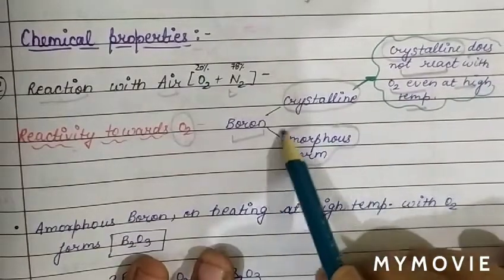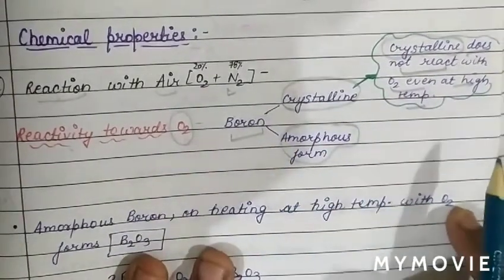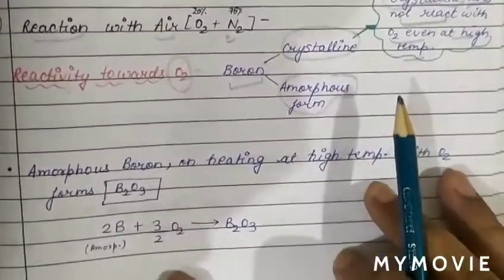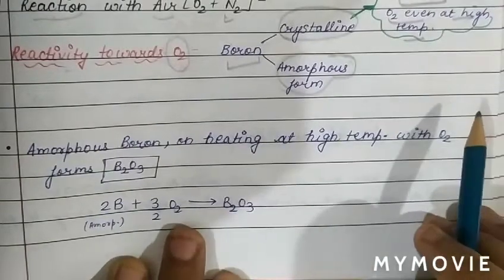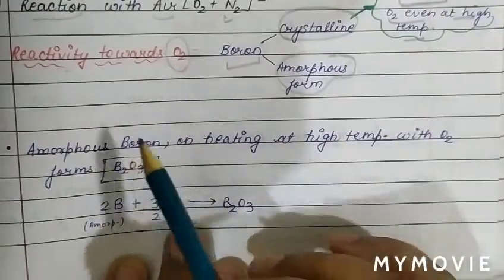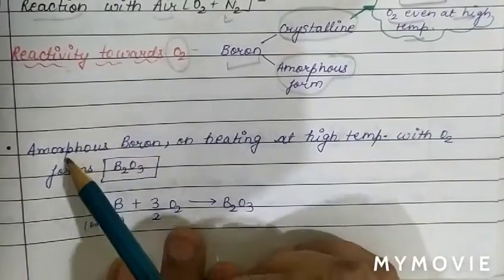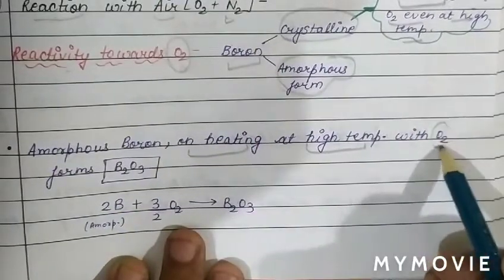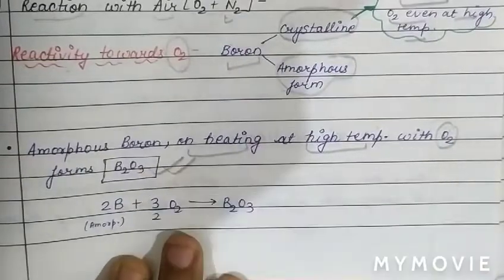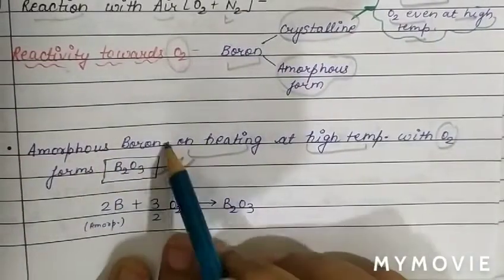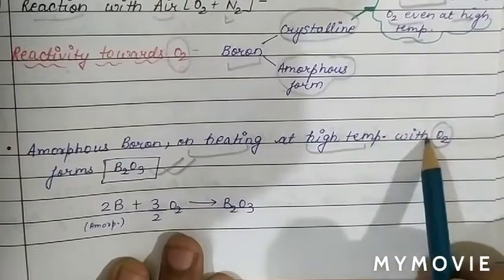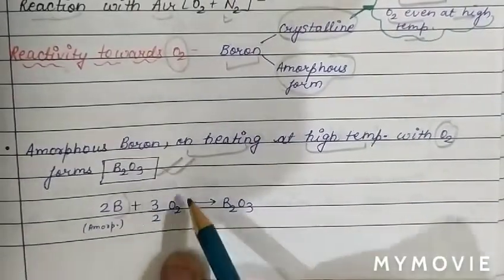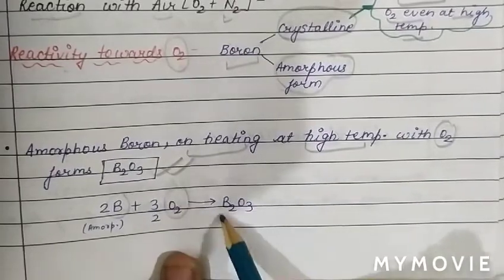While the amorphous form of boron can react with oxygen. Crystalline boron does not react even at high temperature with oxygen, while amorphous boron on heating at high temperature with O2 gives B2O3. So when amorphous boron reacts with oxygen, it forms B2O3 oxide.